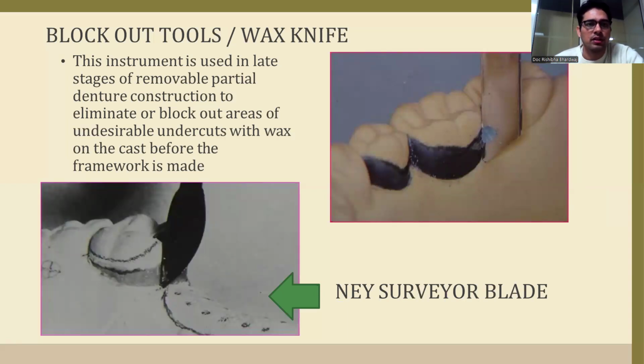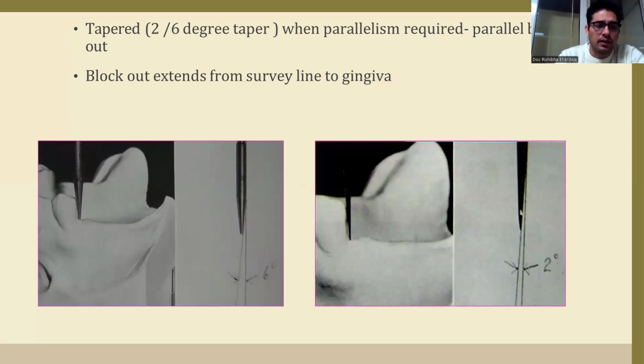Block out tools, or the wax knife. This instrument is used in the later stages of removable partial denture construction to eliminate or block out areas of undesirable undercuts with wax on the cast before the framework is made. We can see in this picture the blade trimming the excess wax when we are doing the block out, and it is the nail surveyor blade that has been used in this picture. It is tapered 2 to 6 degrees. When parallelism is required, it is a parallel block out, and the block out extends from the survey line to the gingiva.